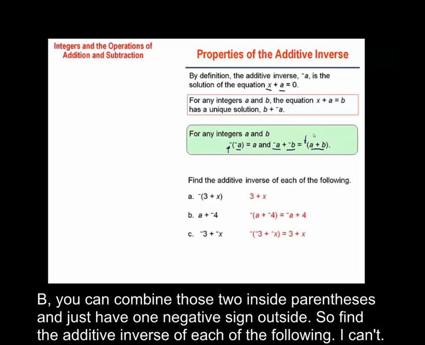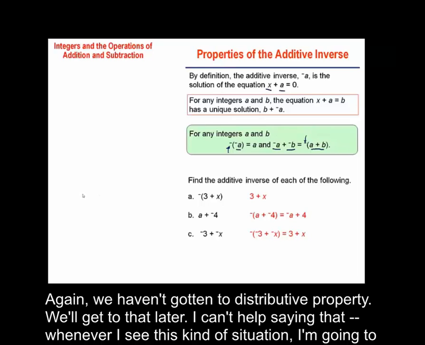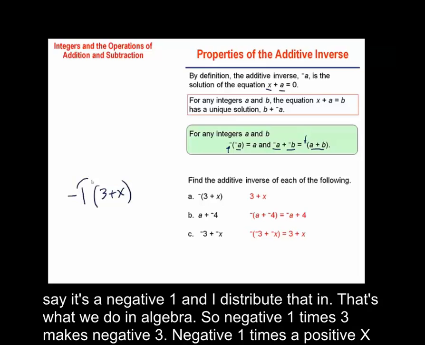So find the additive inverse of each of the following. Again, we haven't gotten to distributive property, we'll get to that later, but I can't help saying that whenever I see this kind of situation, I'm going to say it's a -1, and I distribute that in. That's what we do in algebra. So -1 times 3 makes -3. -1 times a positive x makes a negative x.